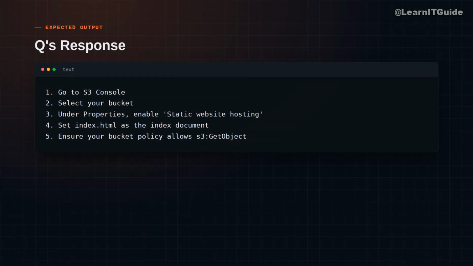This is the type of response you get. Notice how it is structured as a clear, numbered list. It even reminds you about the bucket policy, which is a common step people forget. This is the value of context-aware AI.